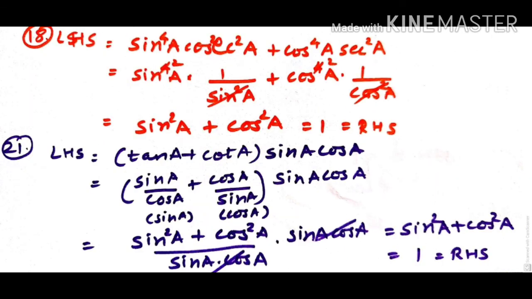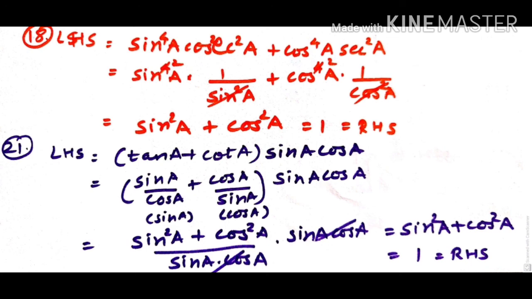So in the 18th question, left hand side is equal to sine 4a into cosec square a plus cos 4a into sec square a. Now here we put our value of cosec square a. See students, whenever a square is given, you have to put the square, whatever relation you write. Like here, sine 4a into cosec square a is 1 by sine square a, plus cos 4a into sec square a is 1 by cos square a. So now sine square and sine 4 get cancelled. So upside it will be sine square. So sine square plus cos square is equal to 1, RHS.